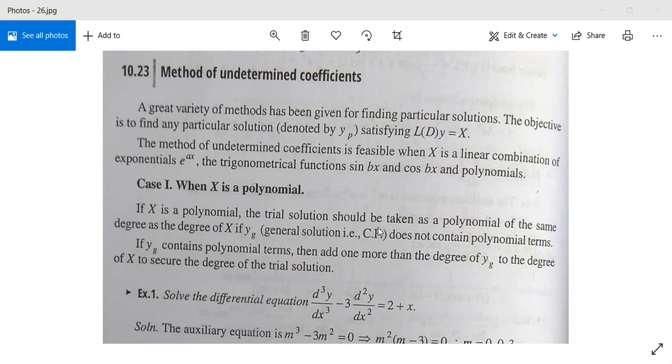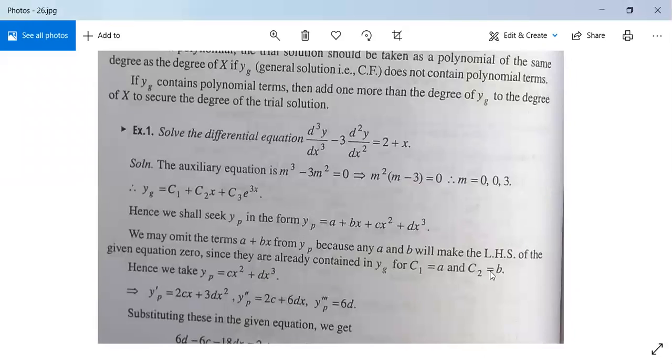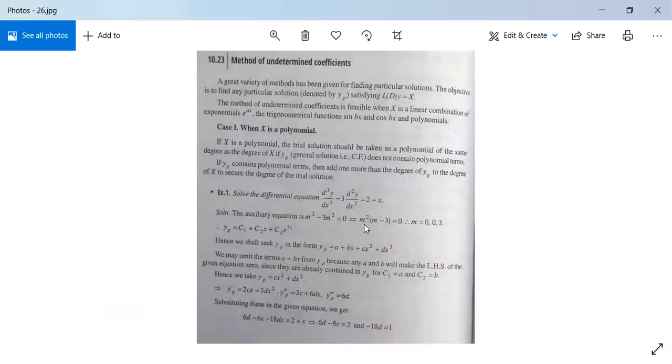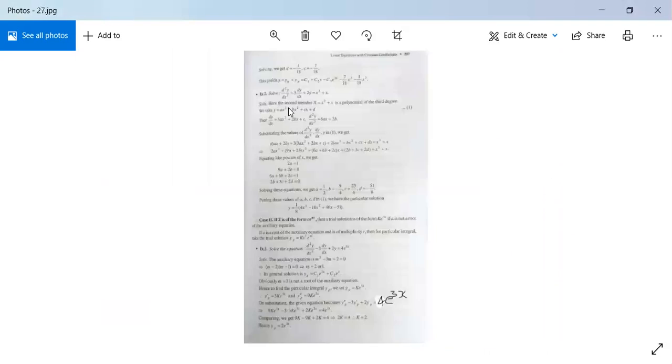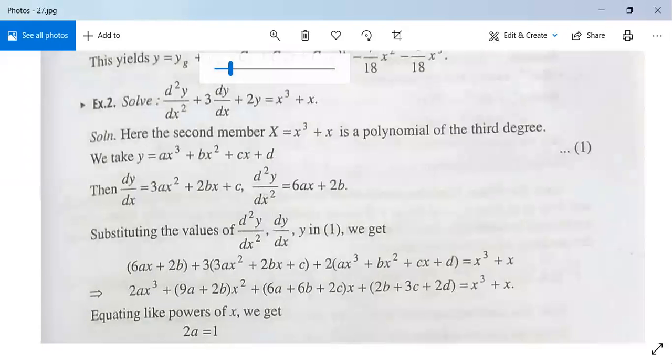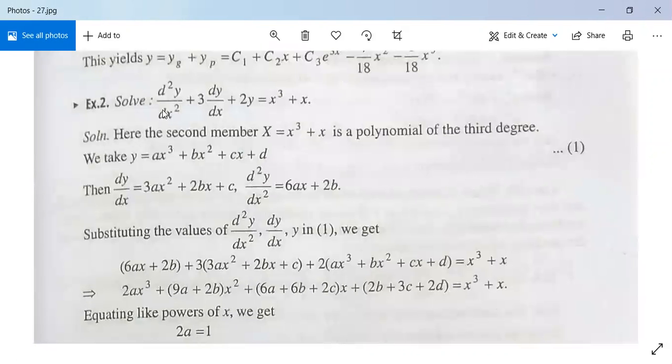And the finding of the complementary function we will do as we have done earlier. When X is a polynomial, see the example. This example is not good. See this example 2, it is better for you. Solve d2y by dx2 plus 3 dy by dx plus 2y equal to x cube plus x.